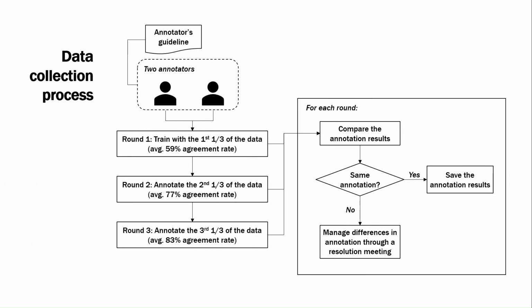We recruited 2 external annotators who manually annotated 348 discussion threads based on an annotators' guideline on the Rapid Online Annotation Tool. We divided threads into 3 batches, and after annotating each batch, we compared the annotation results. If the annotation results are the same, we saved them, and if not, we managed the differences through a resolution meeting. For the first round, we had 59% agreement rate between the annotators for their initial annotation results, and 77 and 83% for the second and third rounds, respectively.